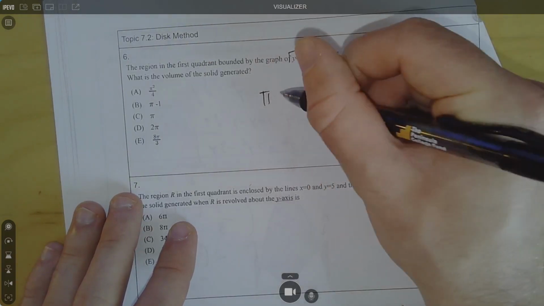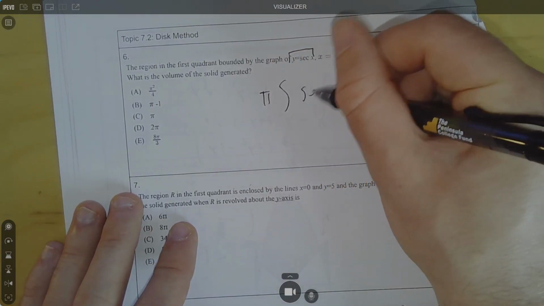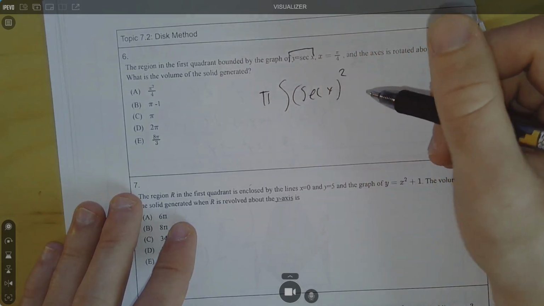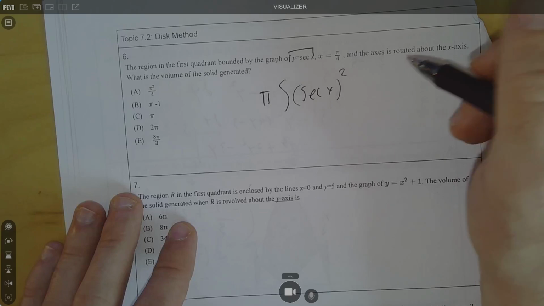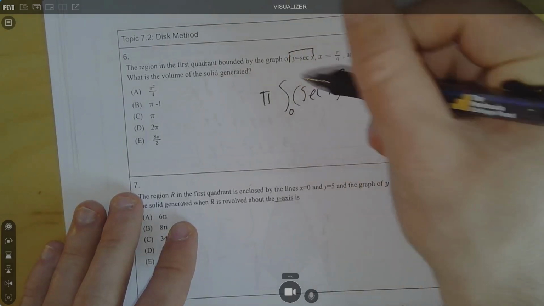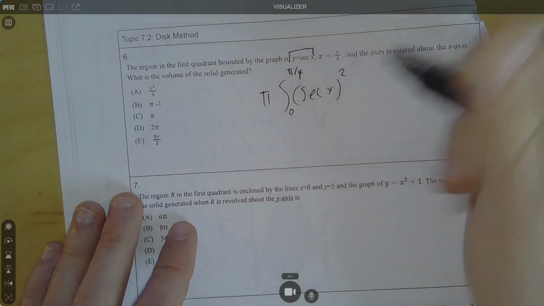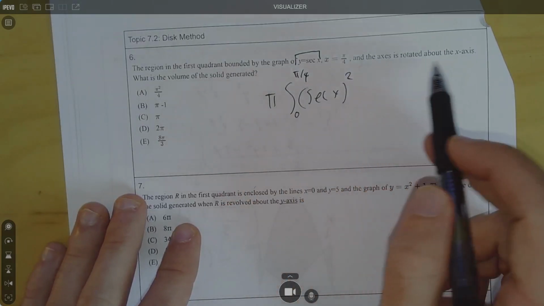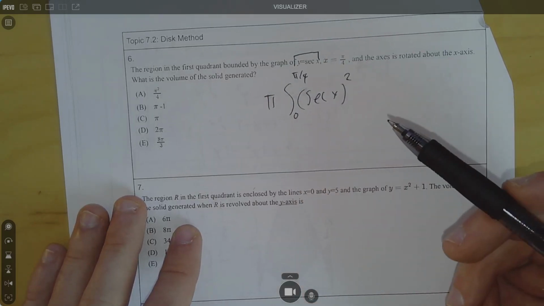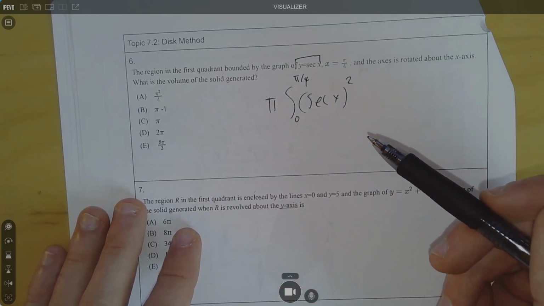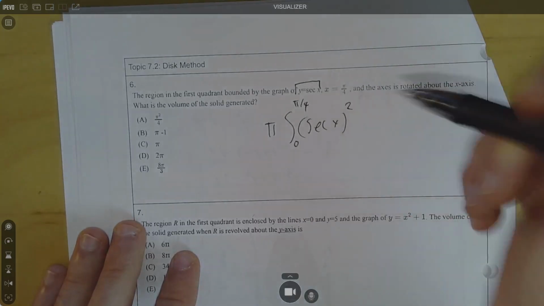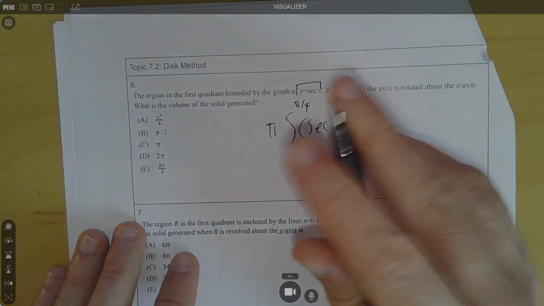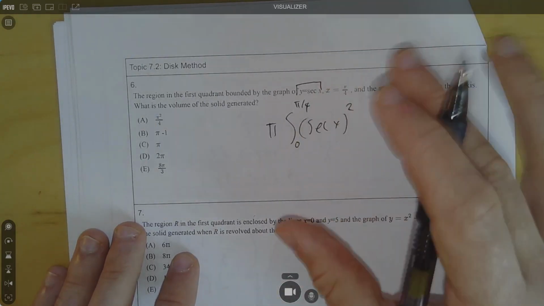So do the setup. It's going to be pi secant x squared from 0 to pi over 4. Okay, because it's from the first quadrant and it ends at pi over 4. Right? You do not have to know what secant looks like to answer this problem. Remember, secant is 1 over cosine. That's all you need to know. But you don't need that to do this problem.